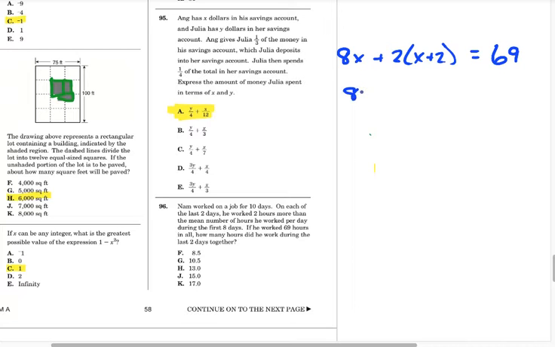We have 8x plus 2x plus 4 equals 69. So over here we're going to have 10x, over here we're going to have 65. So x is going to equal 6.5. What do we want to know?